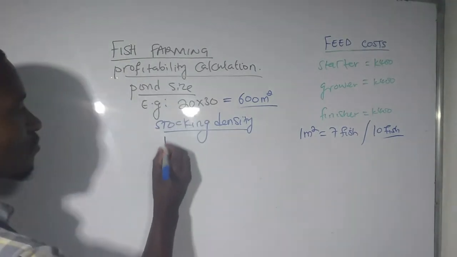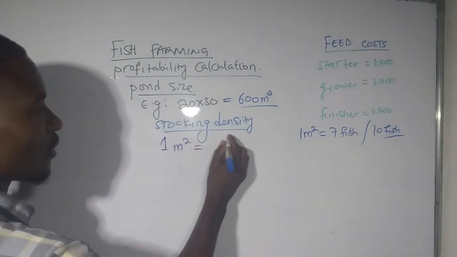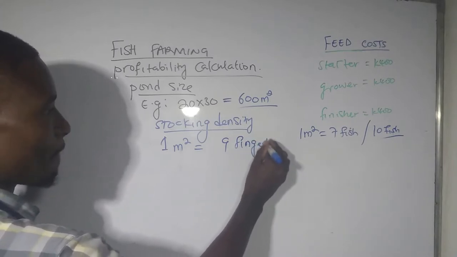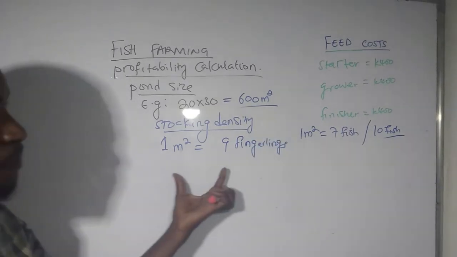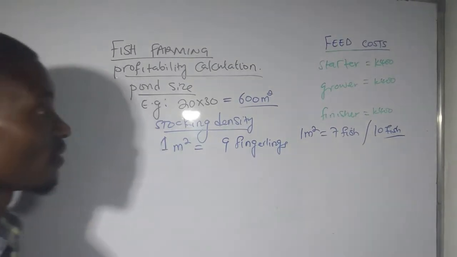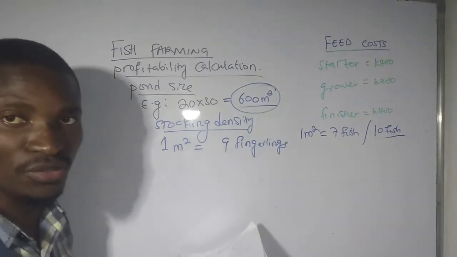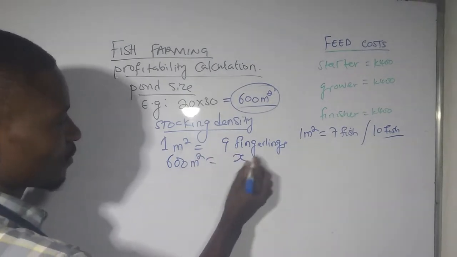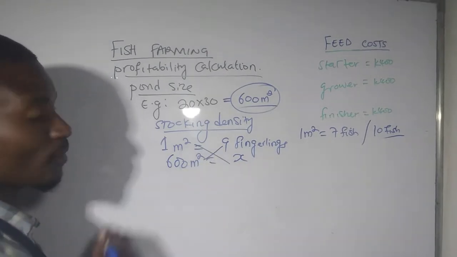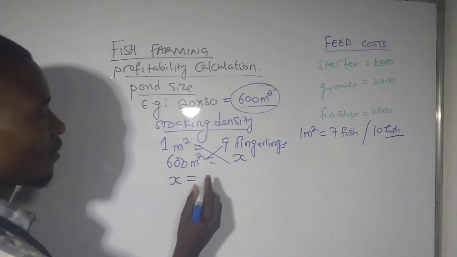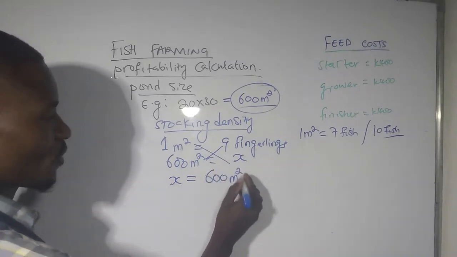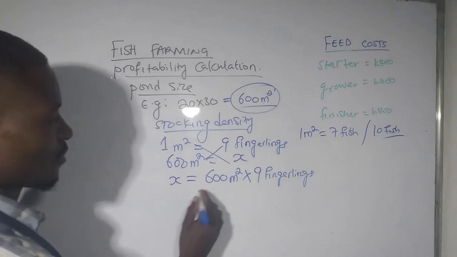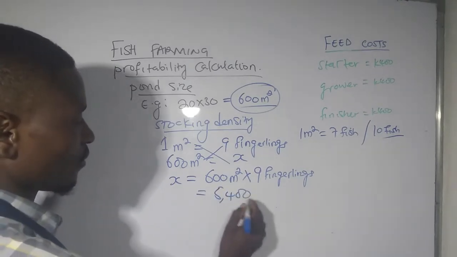I'll take 9 fingerlings. So let's say per square meter, I put 9 fingerlings. Now what about the entire size of the pond? I equate it to x, which I don't know, then cross multiply. So x equals 600 square meters multiplied by 9, which is 5,400.